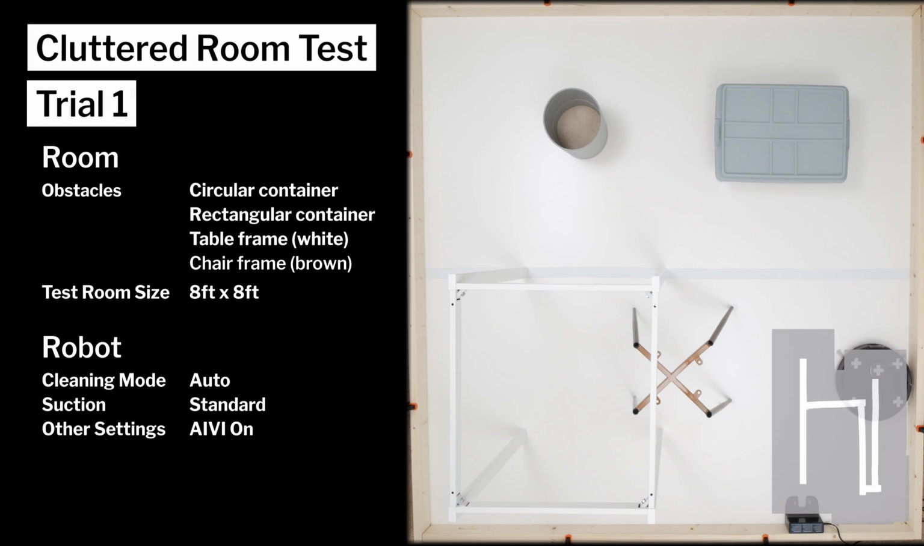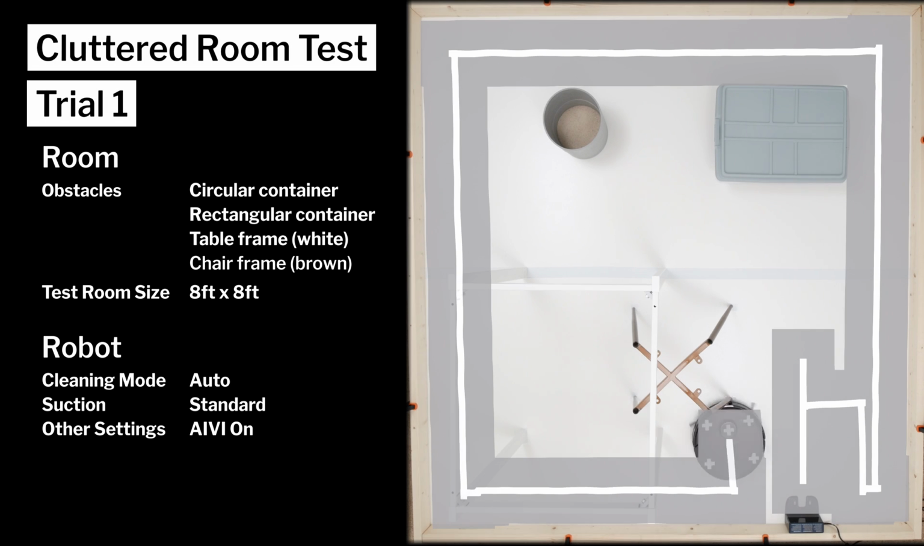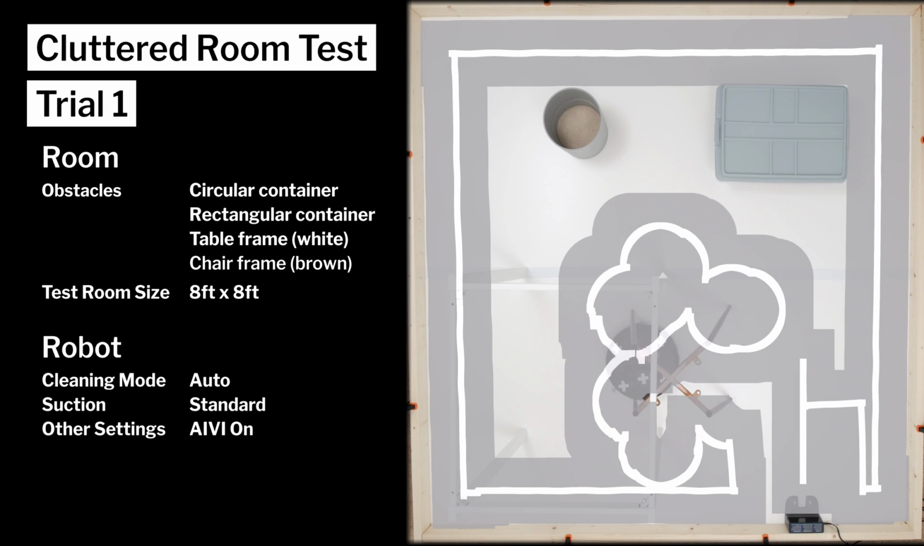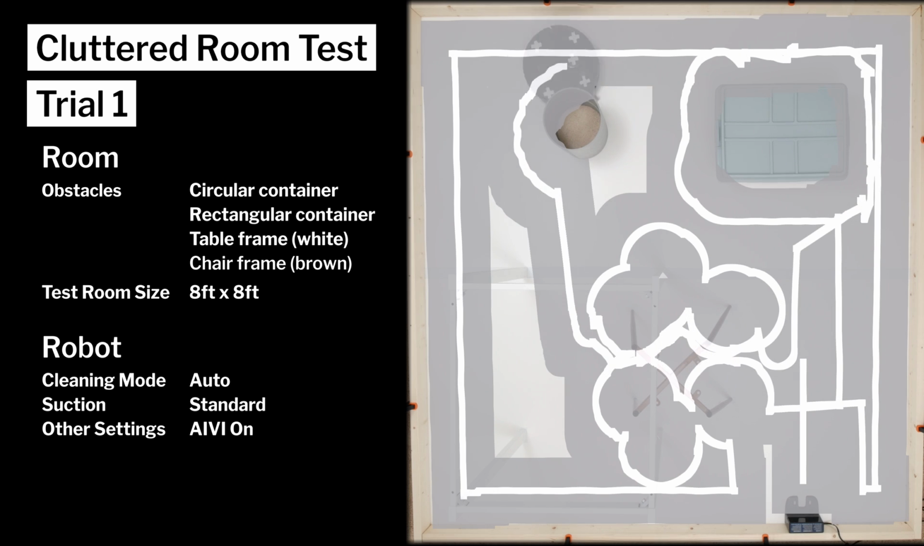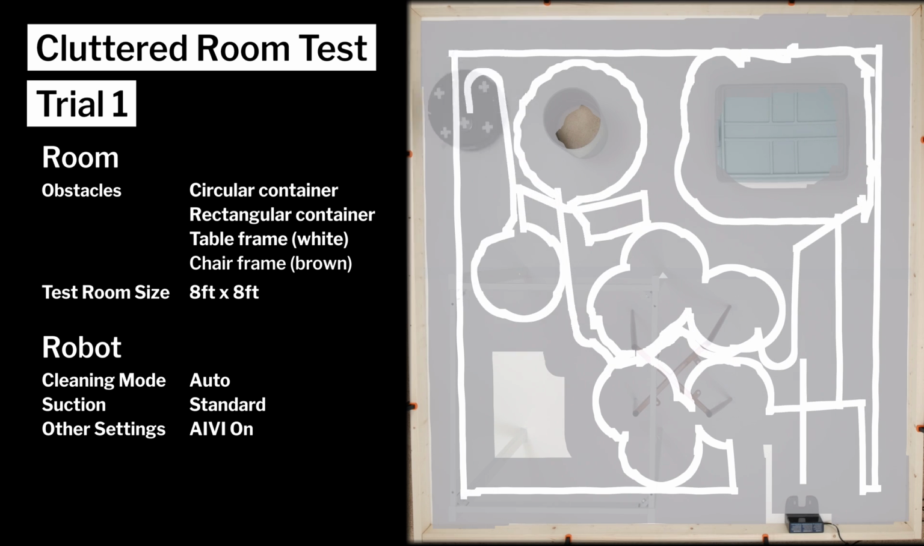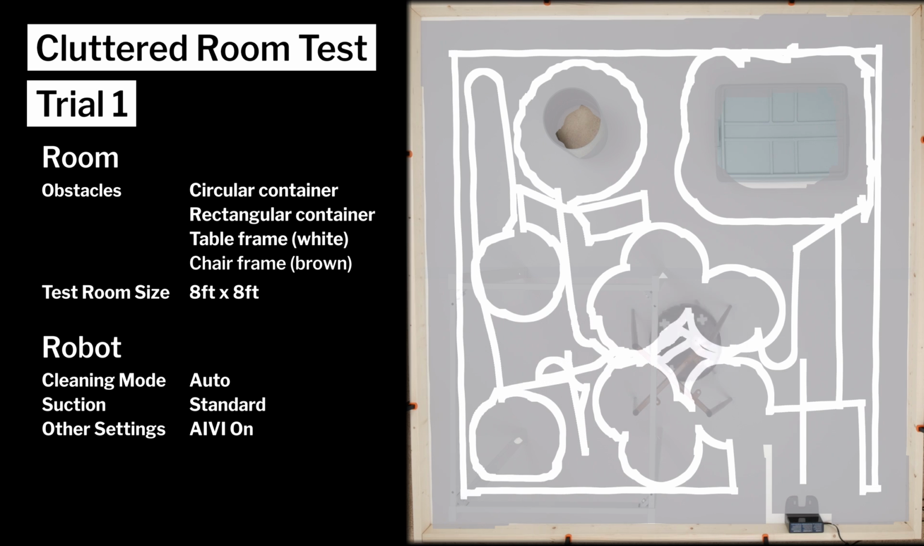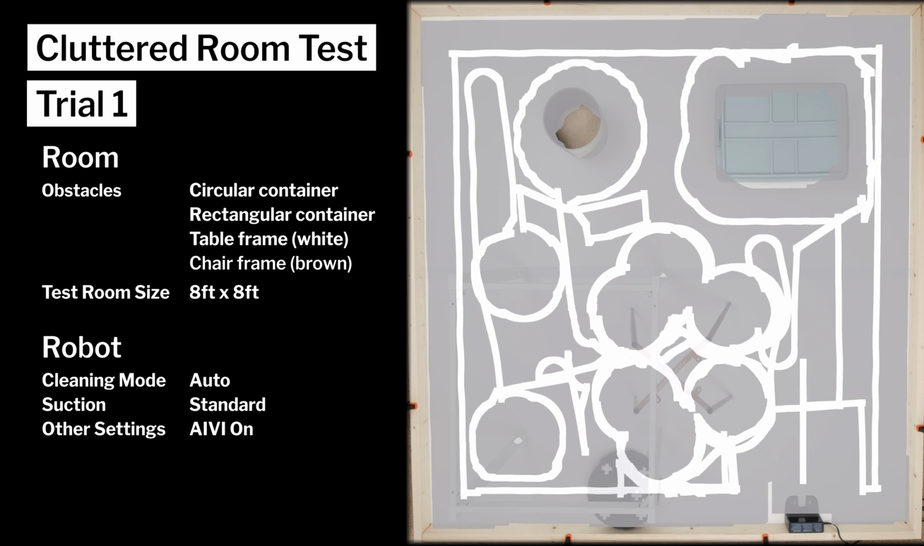In our cluttered room testing, we again see good coverage, and we again see circular patterns, but this time it's actually around circular obstacles. The T8 performs very well navigating around all of the obstacles used for this test. It's especially impressive how easily it navigates around the chair frame used for this test, an obstacle that gives a lot of robot vacuums we tested a lot of trouble.